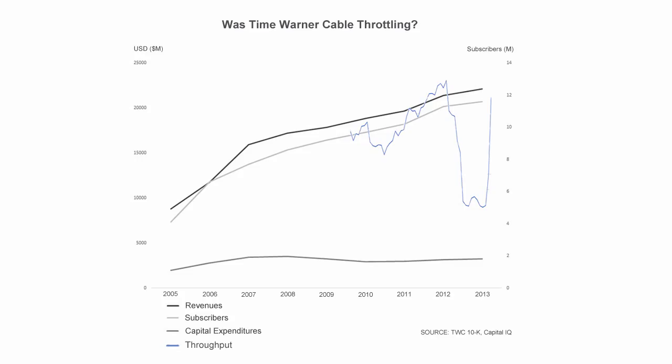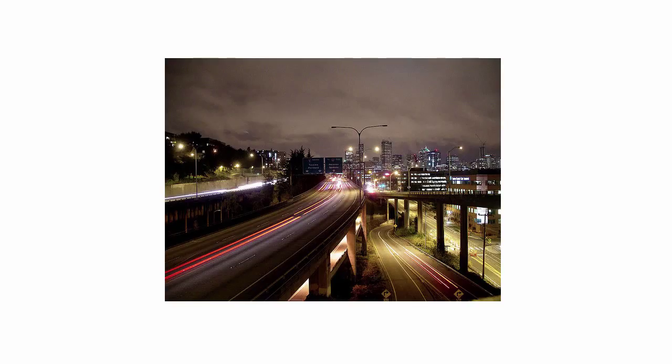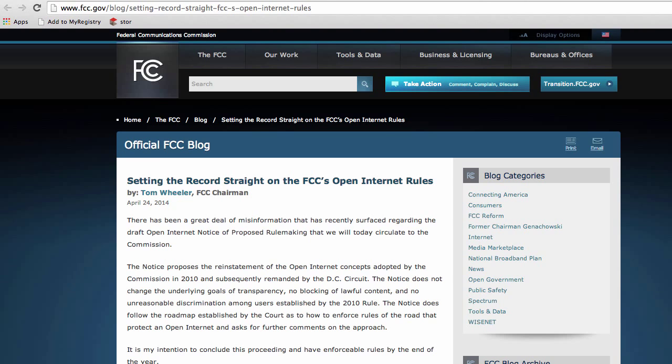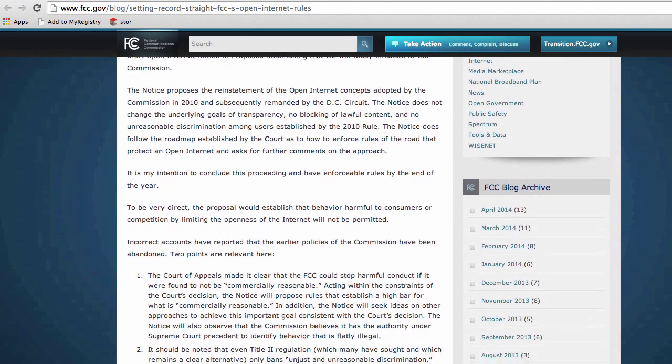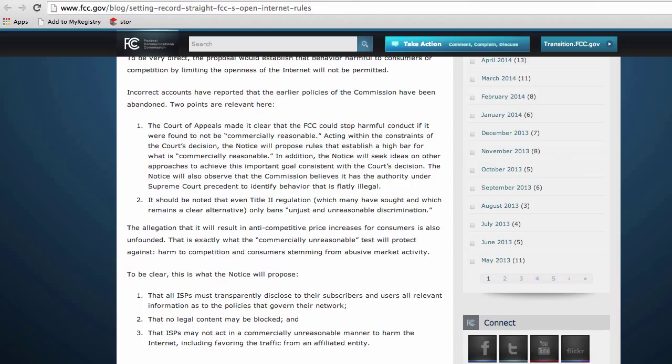In the wake of these court decisions, the FCC is considering whether to permit a fast lane. FCC Chairman Tom Wheeler is currently circulating a draft proposal for rulemaking within the FCC that will update the open internet rules in light of the Verizon ruling. Wheeler wrote in an April 2014 blog post that the FCC will not permit ISP behaviour harmful to consumers or competition, including favouring traffic from an affiliated entity. The new standard for ISP behaviour will be that which is commercially reasonable.